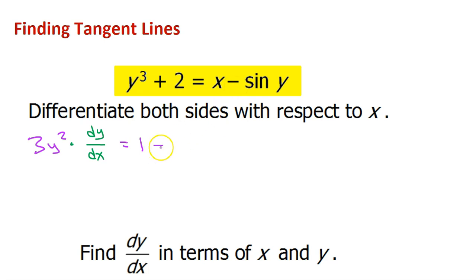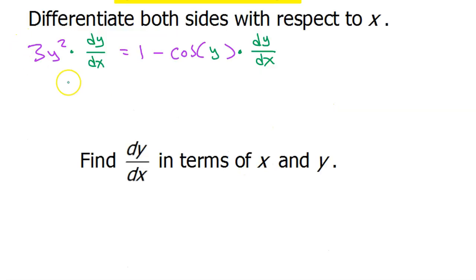I'm just going to bring down that minus sign. The derivative of sine is cosine. That's the outer function. The inner function is the y. And we multiply by the derivative of that inner function. With respect to x, that's dy dx. It's actually rare that the directions just ask you to differentiate both sides with respect to x. Usually we have to keep going and find dy dx in terms of x and y. So somehow we have to get dy dx by itself on one side of the equation.